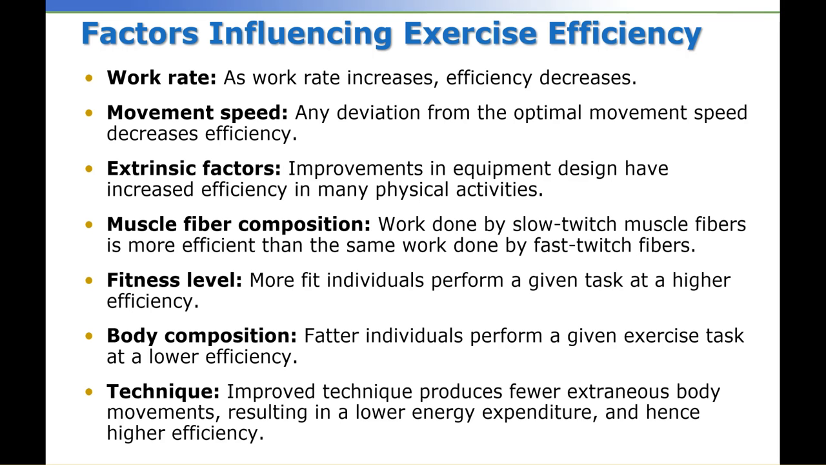Muscle fiber composition. Work done with slow twitch muscle fibers is more efficient than the same work done with fast twitch fibers. Slow twitch fibers require less ATP per unit work than do fast twitch fibers. So basically, individuals who have a higher percentage of slow twitch muscle fibers exhibit increased mechanical advantage.